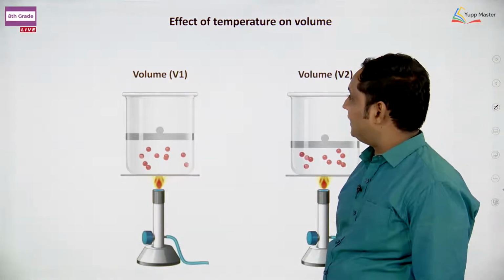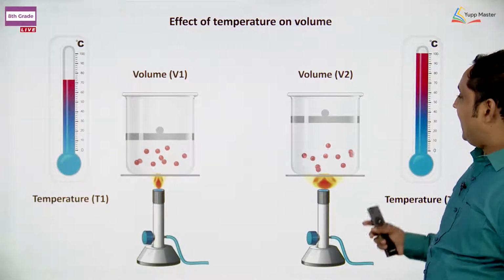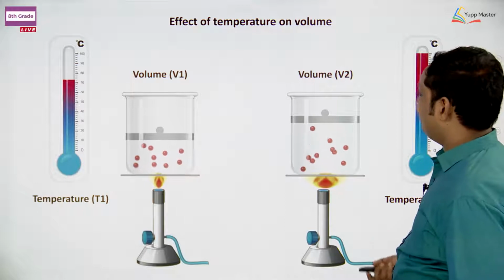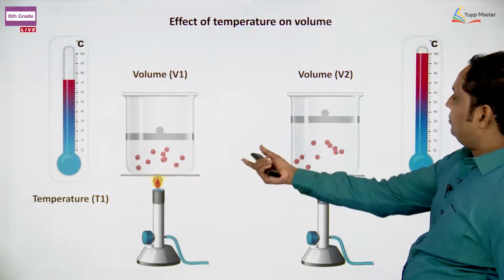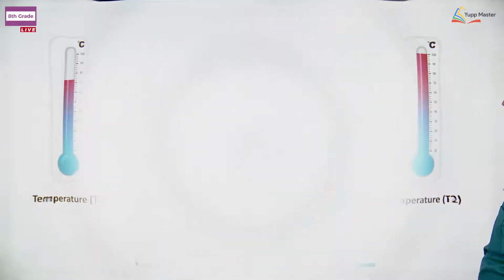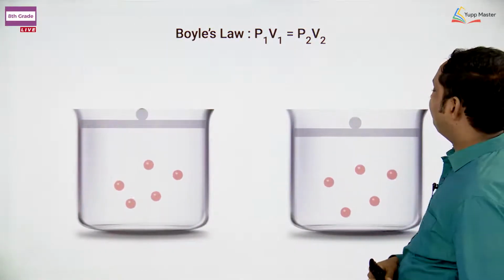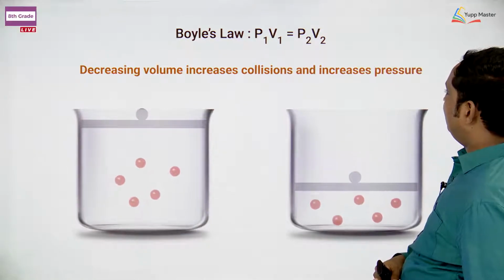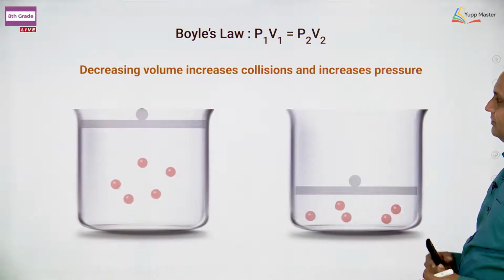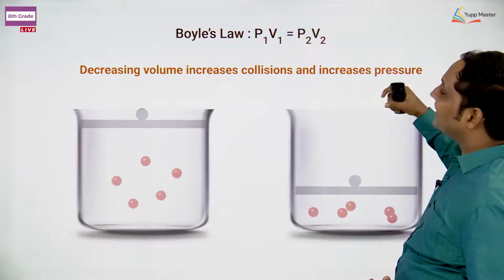Effect of temperature on volume: as the temperature increases, the volume is also going to increase, so it's going to be raised. What happens if you take pressure and volume? Decreasing the volume increases the collisions and increases the pressure.